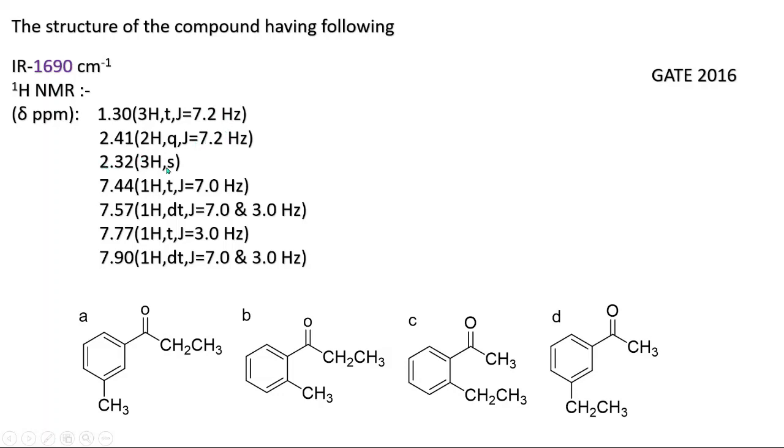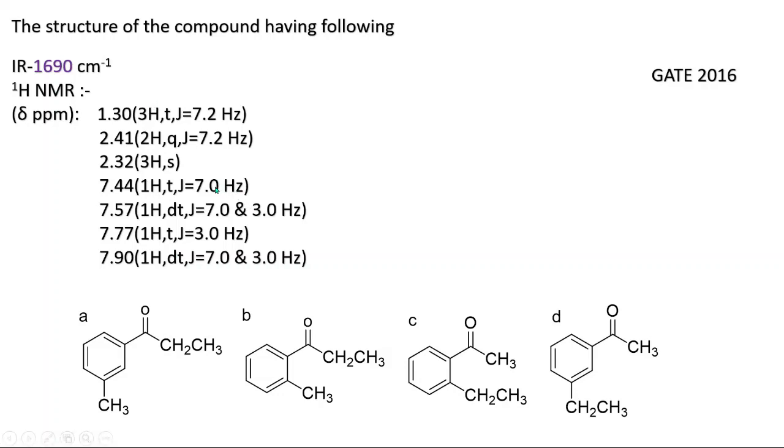2.32, 3 hydrogen singlet, this is for CH3. All the options have CH3, so based on that we cannot differentiate. Now for these 4 values which are in the aromatic region, that is triplet, doublet of triplet, triplet, doublet of triplet, we can see the multiplicity and predict.